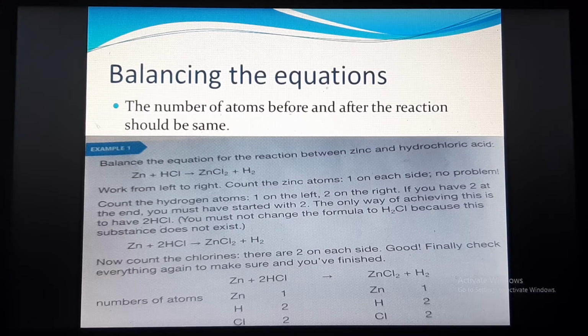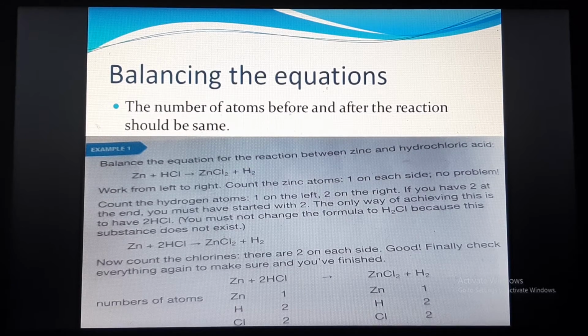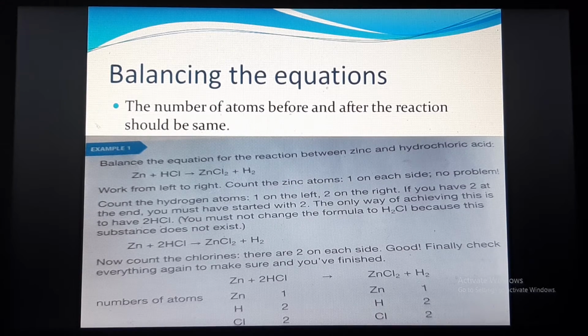And the next is HCl. In HCl there is 1 hydrogen, but in the product, or the right hand side, there are 2 hydrogen. In the same way, chlorine also there is 2. So we have to balance this chemical equation. And we know we don't want to balance zinc, so we don't put any number for zinc.